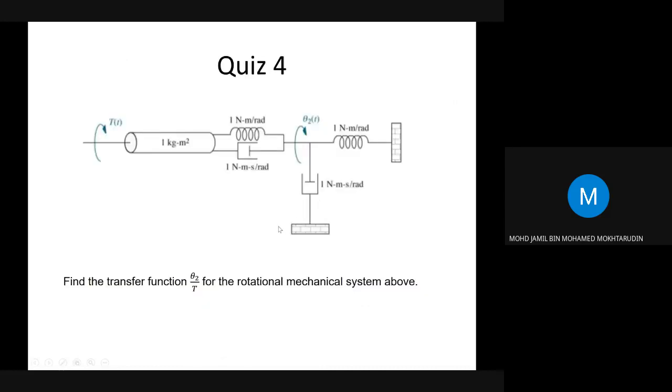Quiz 4. Find the transfer function theta 2 over T for the rotational mechanical system above. In this question, theta 2 is here, there is no rod, meaning it is at this point. Same case as the translational mechanical system where your free body diagram has no mass. So here it's the same. Theta 2 has no mass, no J. So here it's a 2 degree of freedom system because you have another mass here. So you need to introduce theta by yourself. Introduce theta 1 here, and after that, make the free body diagram as usual: theta 1's free body diagram, theta 2's free body diagram.